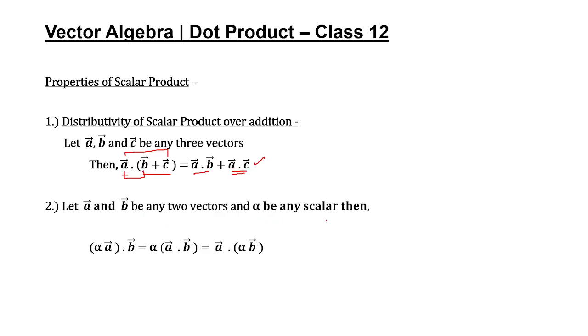Next, if alpha is any scalar number, then (alpha A) dot B is equal to alpha (A dot B) is equal to A dot (alpha B). Means alpha is multiplied anywhere, either with A or B or outside of the dot product, but the outcome of the dot product will remain the same.